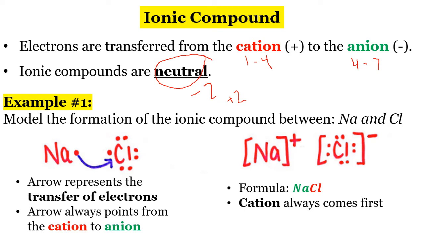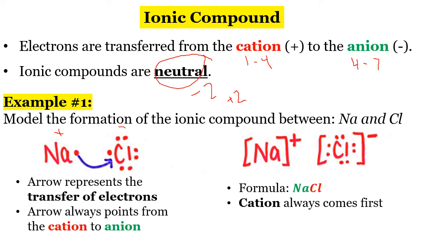The arrow should always point from the cation to the anion, because remember, the cation is giving up its valence electron to get a positive charge. The anion is gaining that electron to get a negative charge, and those two charges should cancel each other out.